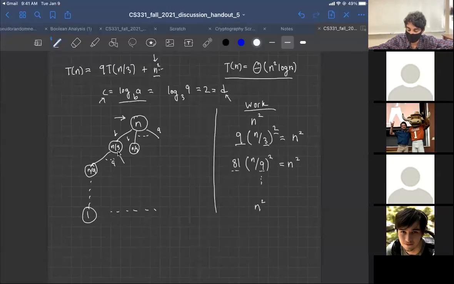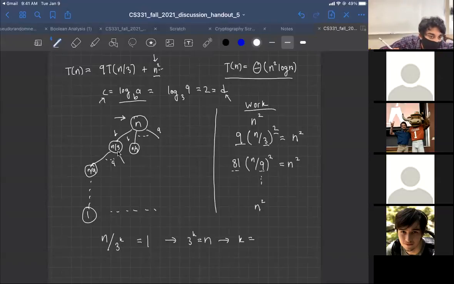Now, the question here is, how many levels are there until we get to a constant? The idea is, how many times do we have to divide n by 3 to get it equal to 1? So basically, n divided by 3 some number of times is equal to 1, right? So 3 to the k equals n. And so k is equal to what? Yeah, log base 3 of n.